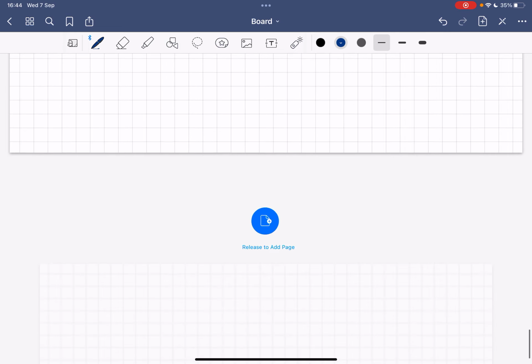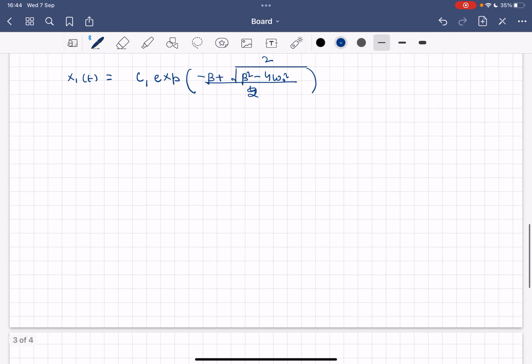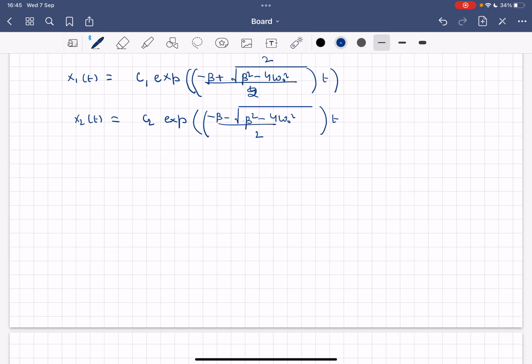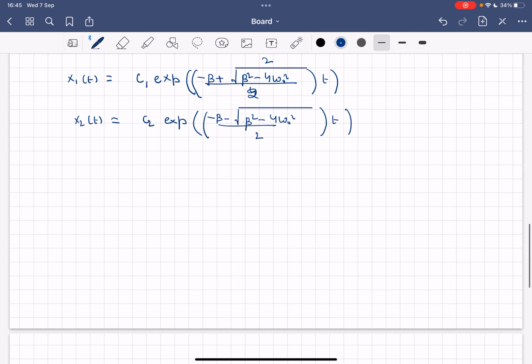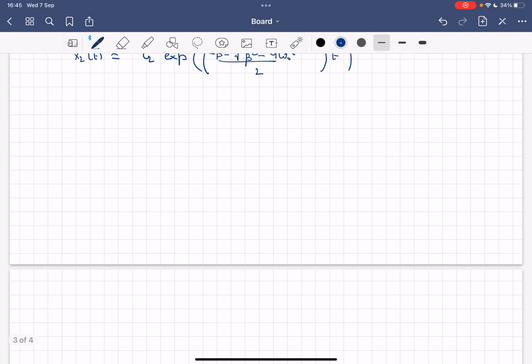And x2, the second solution to this problem, as a function of time could also be given as c2 times the exponential of minus beta minus the square root of beta squared minus 4 omega naught squared, divided by 2. One thing I forgot here is t. Sorry, times t. So these are the two solutions, and we know that the linear combination of them will also be a solution.